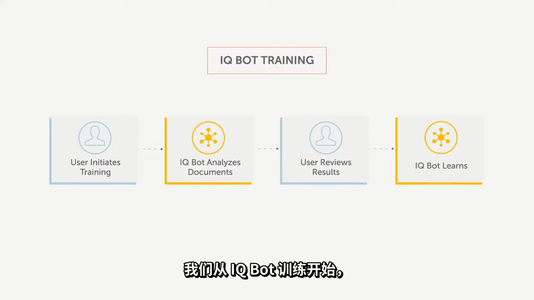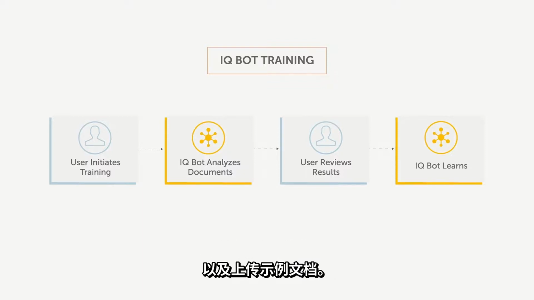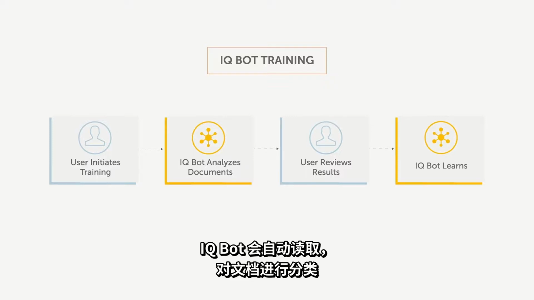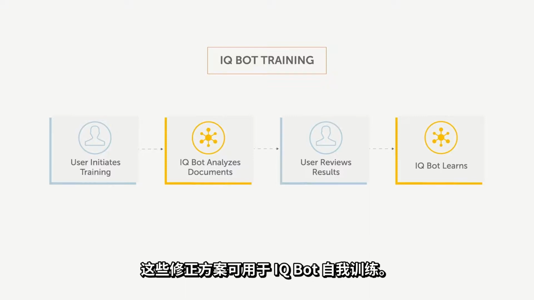We start with IQBot training, which is based on assisted machine learning. User initiates the training by selecting domain, invoices, selecting recognition language and the fields to extract and uploading sample documents. IQBot automatically reads, classifies documents, and takes a first pass on data extraction based on existing domain knowledge. User reviews the results and submits corrections, which are used by IQBot for self-training.